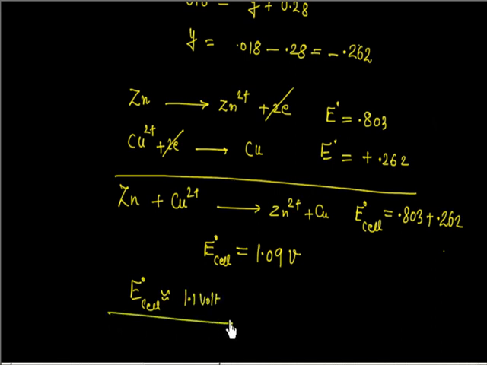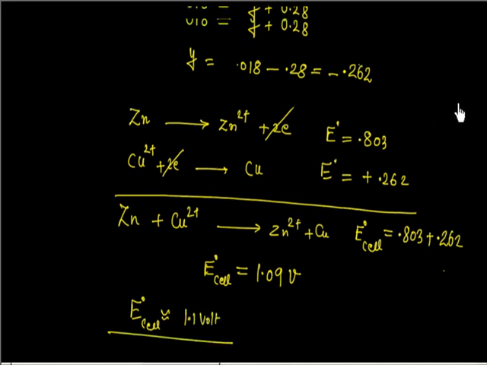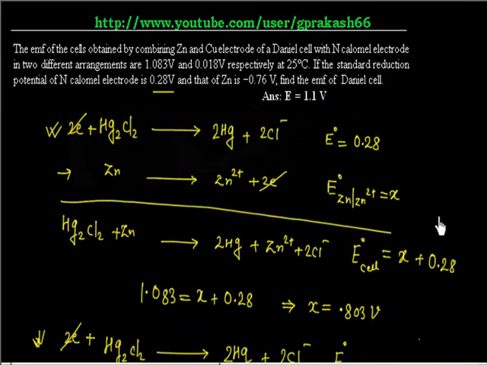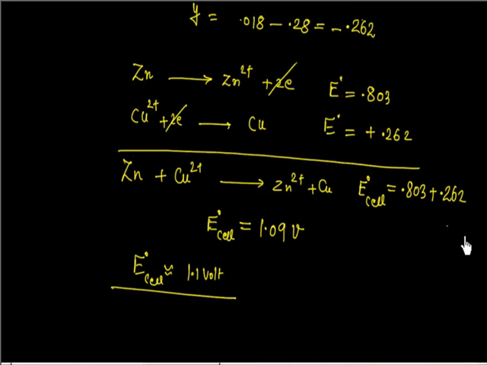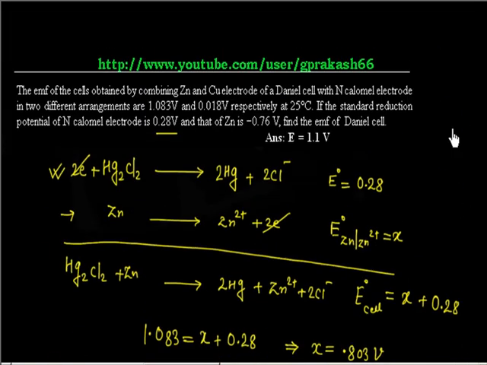So this is the voltage of a Daniell cell. You can check the answer of this question again. This is 1.1 volt. An important point: in both cells you do not change the nature of the electrode. If in one case the calomel electrode is reduction, then in the other case it also has to be reduction. If E cell has changed its sign, then you can change. If this sign is positive and this is negative, in that case you have to change the nature of the electrode. But if this sign and this sign are both positive, you cannot change. Let us discuss next.